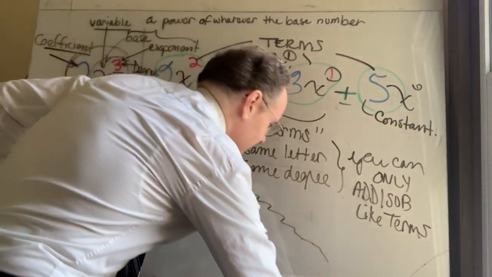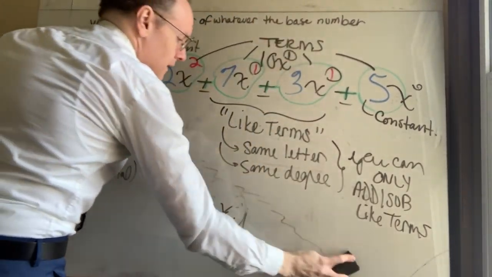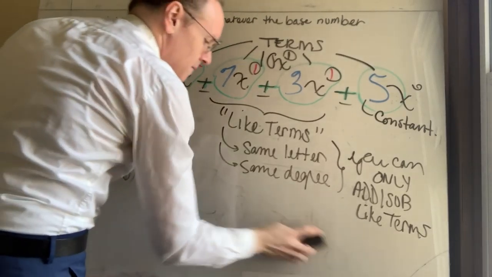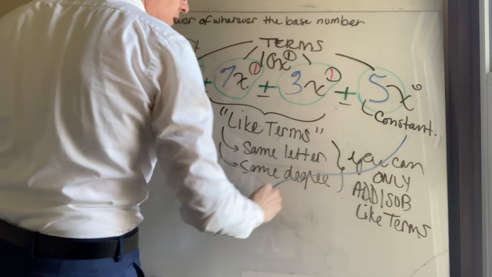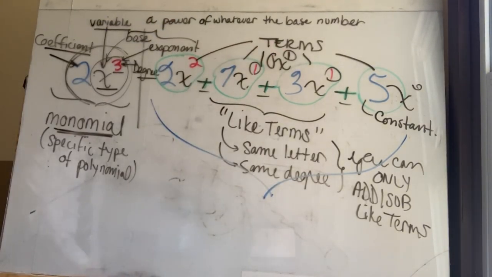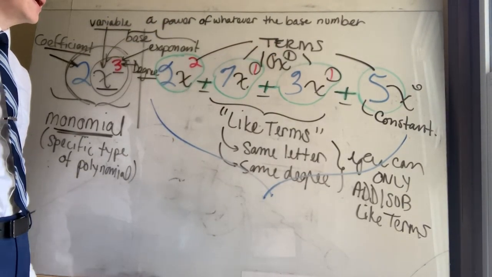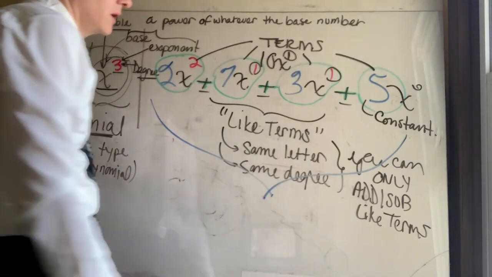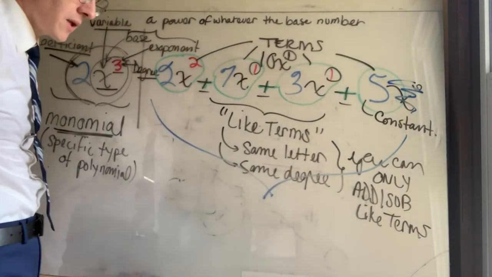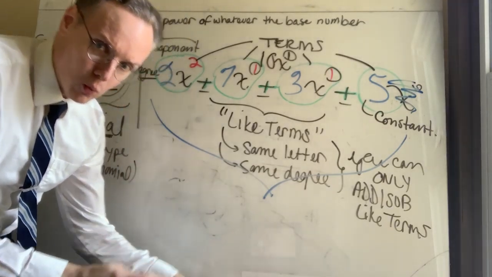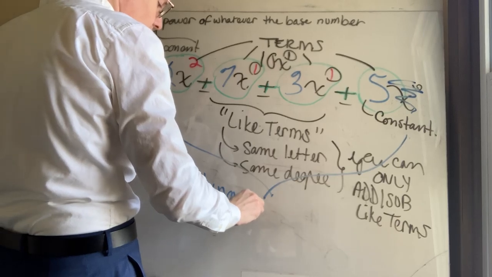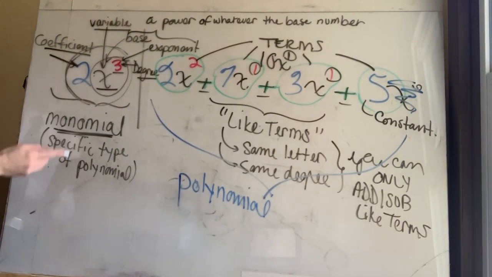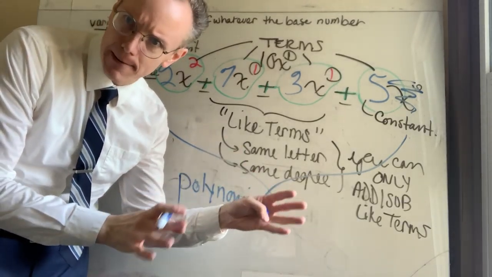Okay, here's the last thing. This entire string of terms, 2x squared plus 7x1, plus 3x plus 5, is in a more general way referred to as a polynomial. Remember what I had said before: a monomial is a specific type. To use the word polynomial is to not be very precise.